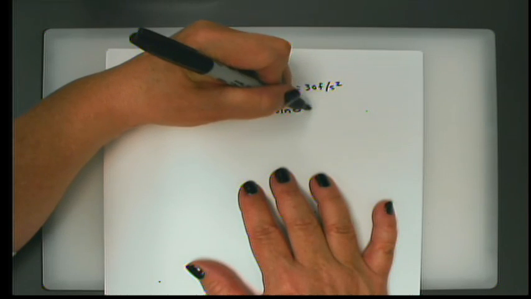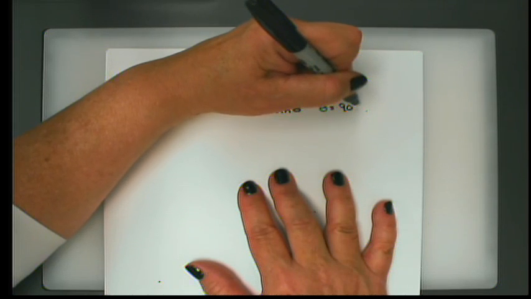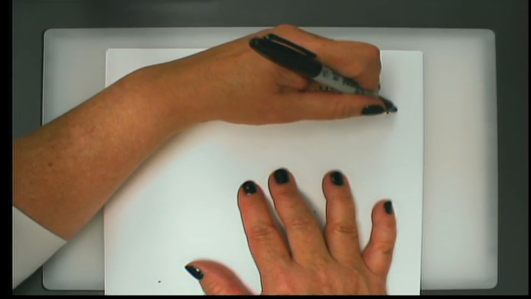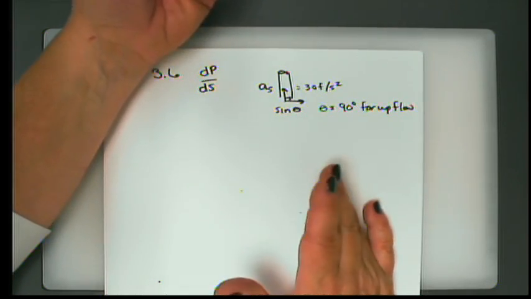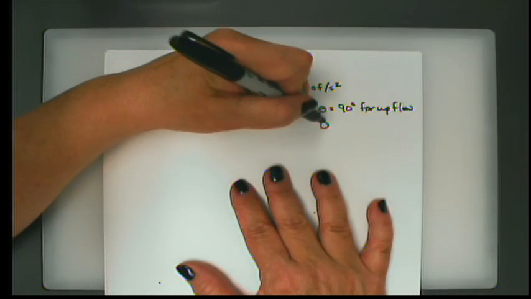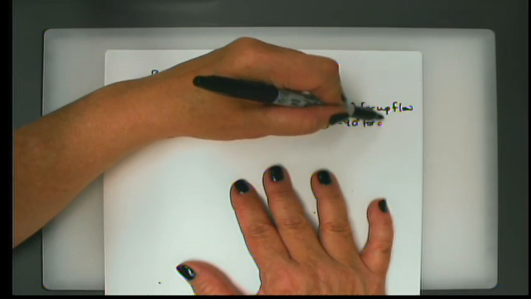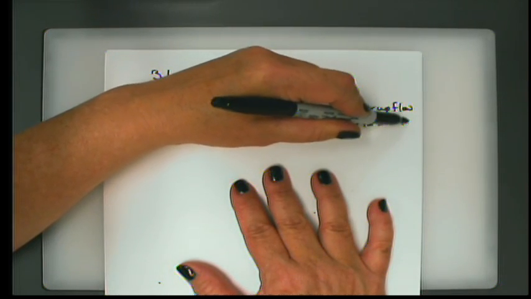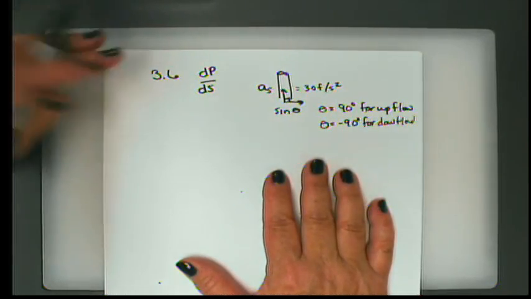So theta is 90 degrees for upflow, right? Which is just a way of saying that all of the weight is acting against it. And theta is minus 90 degrees for downflow, just saying that all of the weight is acting in the same direction as the acceleration.